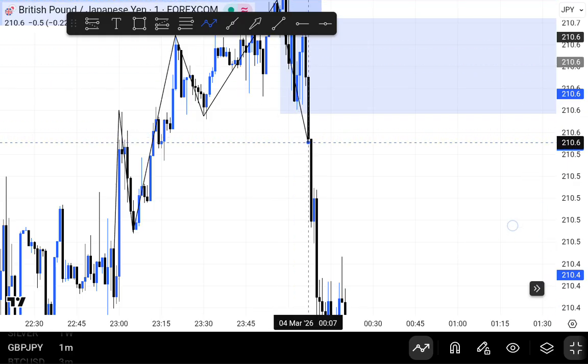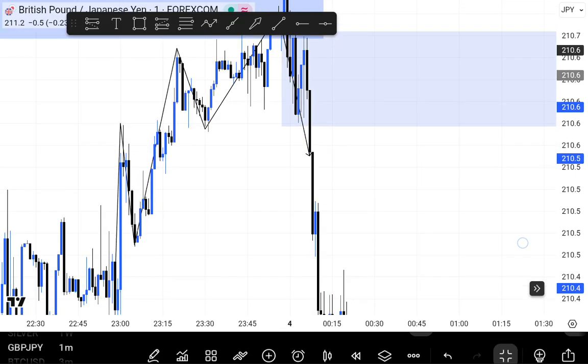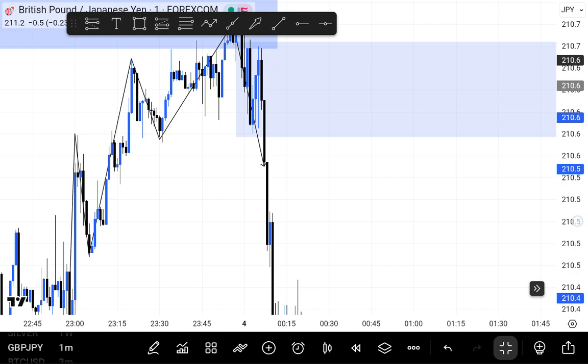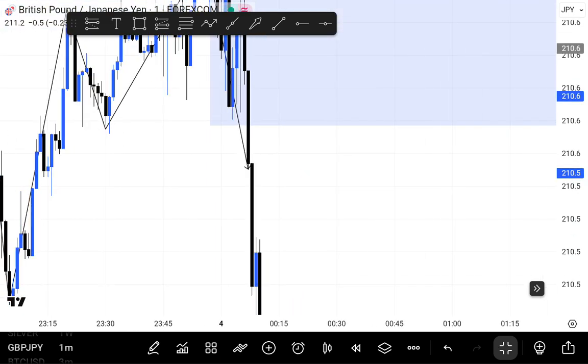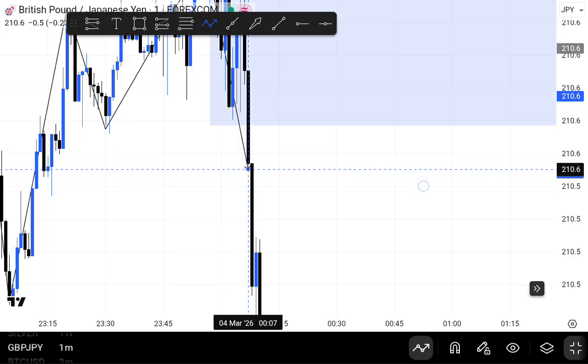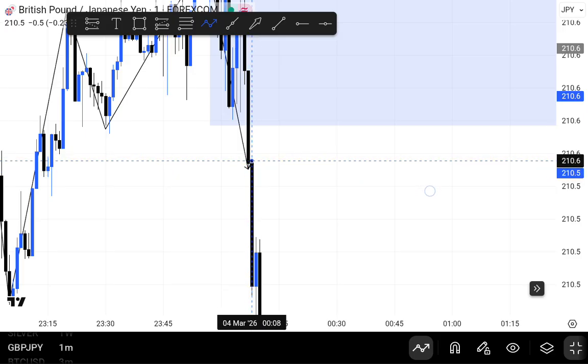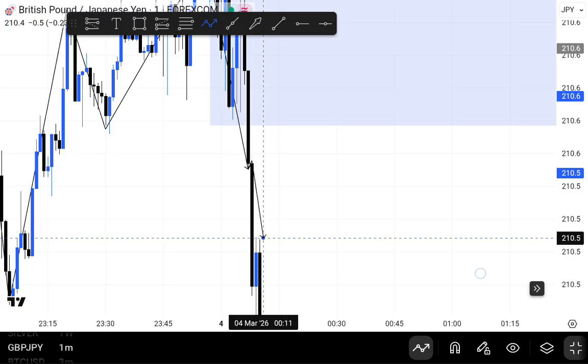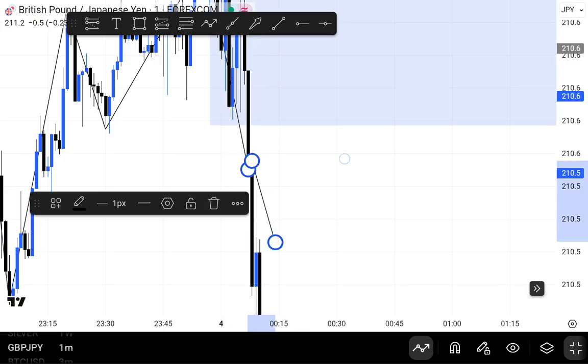This is my first pullback. I don't even do this simple count. My first pullback. This was my first pullback. Okay, it came out slow. I went up a little, then pulled down. So that was my decimal liquidity.